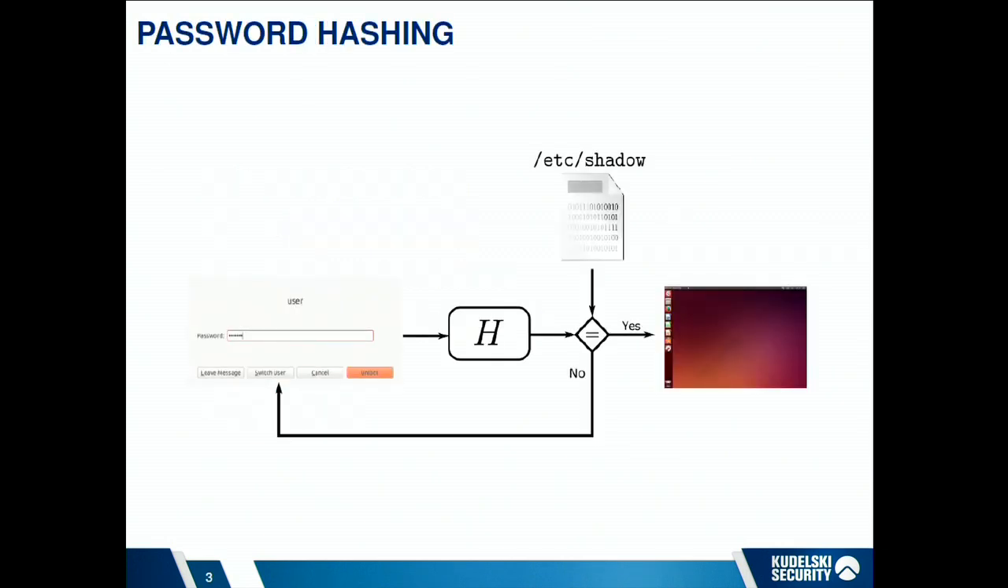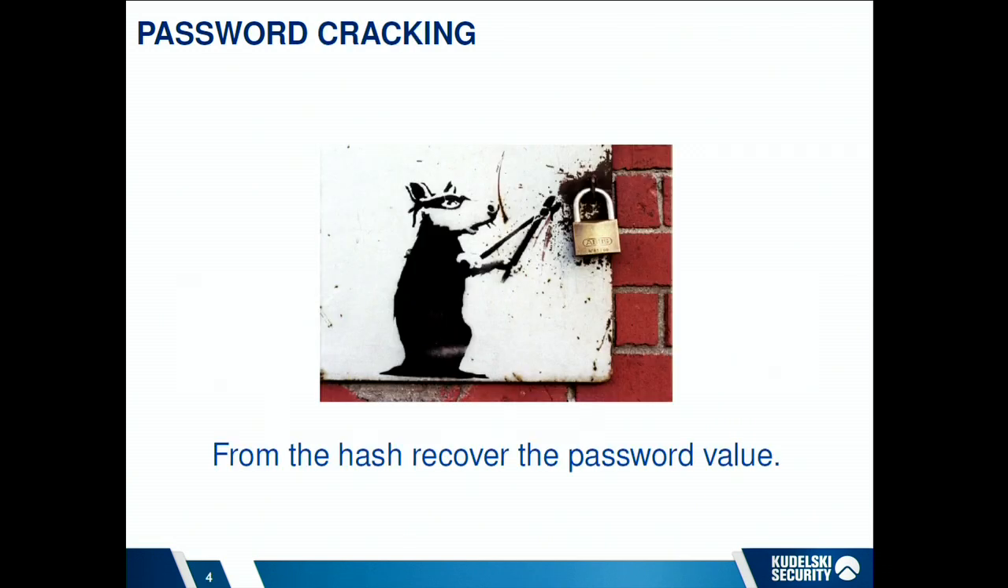So, as you may all know, when you want to log in to a system, you have to enter your password. Then this password value is hashed with a one-way hash function. This result is compared to a file, for example, /etc/shadow in the case of Linux. If the two values match, then you have access to your system, otherwise you are rejected.